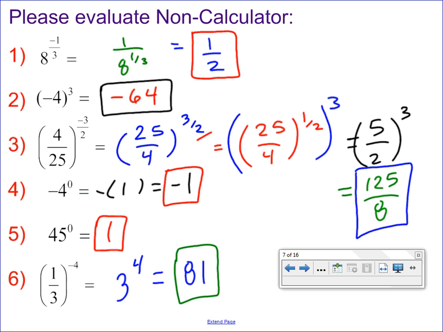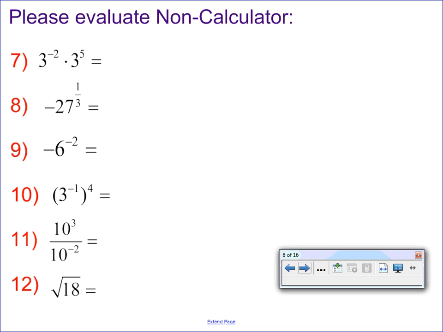And we're 1 to go. 3 to the -2 times 3 to the 5th. We can go ahead and apply my properties of exponents. When I multiply two powers together that have the same base, I can simply add exponents. So this becomes 3 to the -2 plus 5, or 3 to the 3rd. I look on my hash sheet and find it. Contrary to popular belief, that's not 9. That means 3 times 3 times 3, and that's 27.